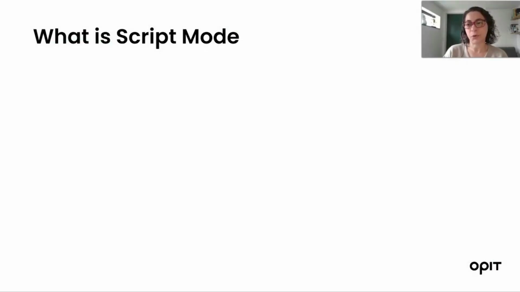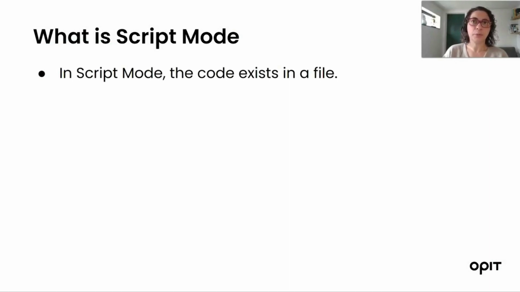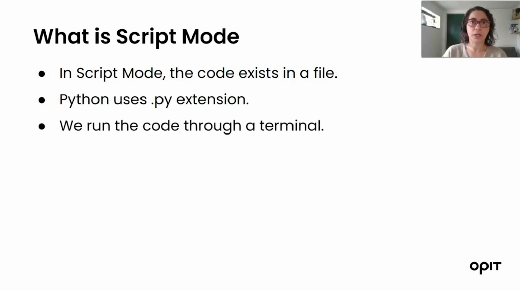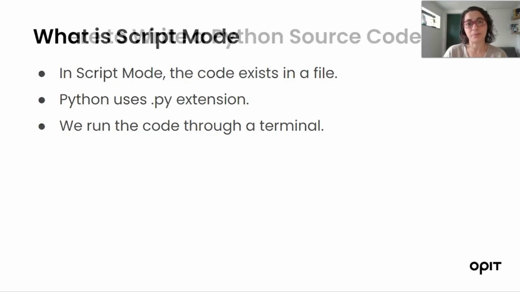What is script mode? We refer to script mode when the source code is in a file, and all writing and editing of the code happens with the use of this file. For Python, this file should have a .py file extension. The code is then run through the terminal where the source code is called with the use of the Python command. Let us see how we do this.